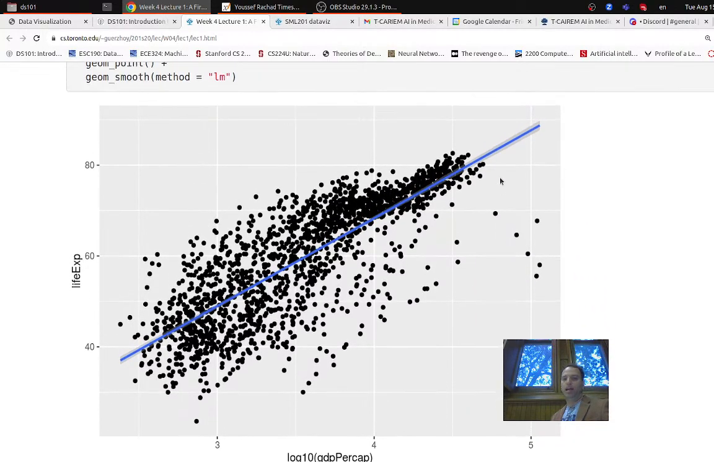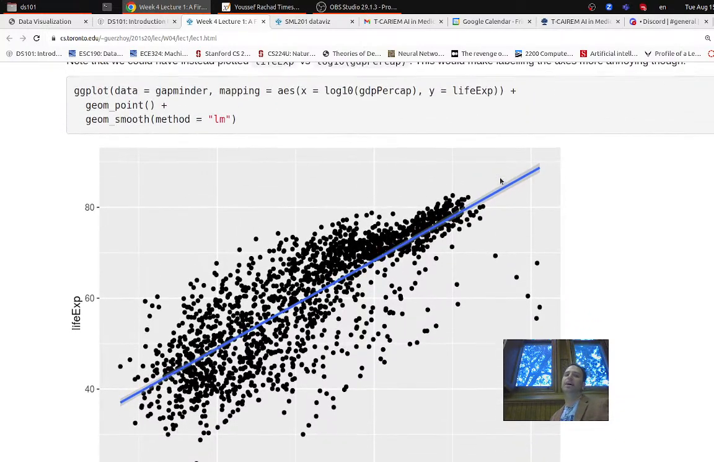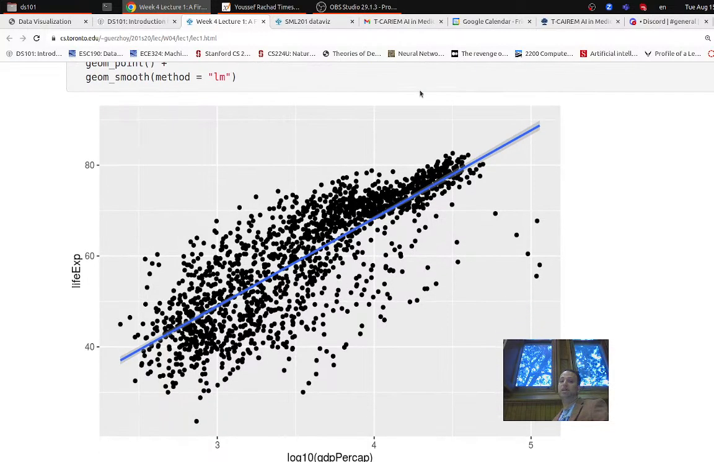So alternatively, it doesn't look as good, but when you're experimenting, it might be the thing you would try. Instead of X being GDP per capita as before, you say X is going to be log 10 GDP per capita. That's exactly the same thing. It just doesn't display as nicely, because here we just display log 10 GDP per capita as 3, 4, 5.